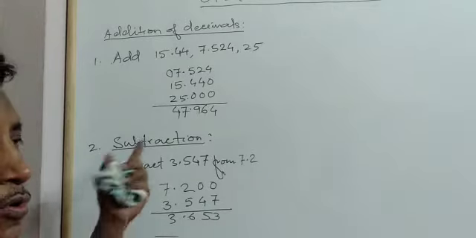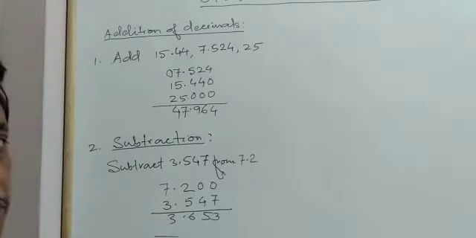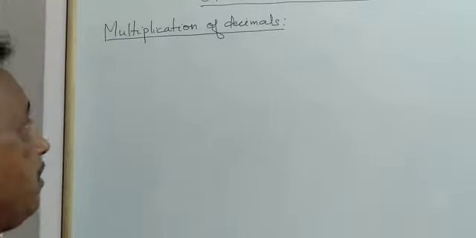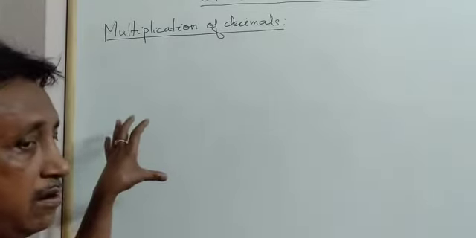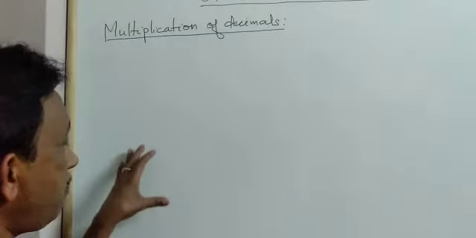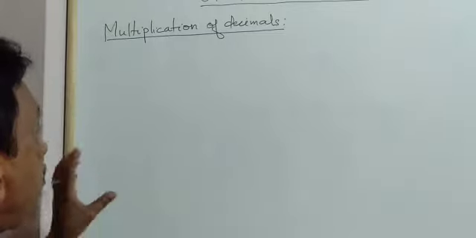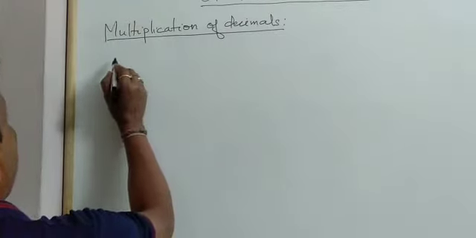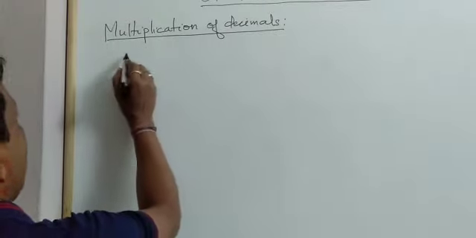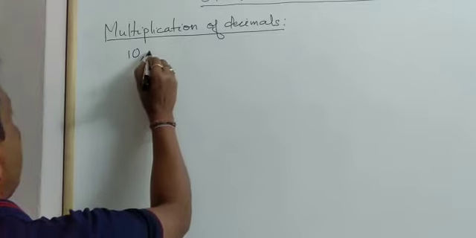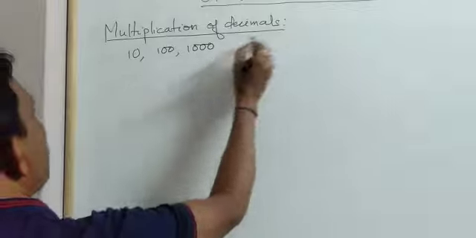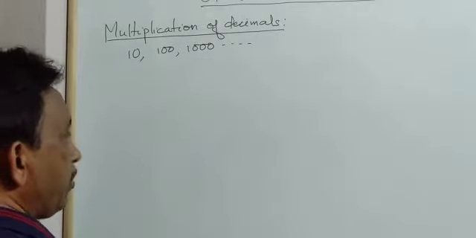We'll go to the next one, multiplication and division. Now we'll see multiplication of decimals. Before I start multiplication of decimal numbers, I want to discuss one point. Multiplication of any kind of decimal by 10, 100 or 1000 or 10,000 like this, we don't have to do the multiplication here.